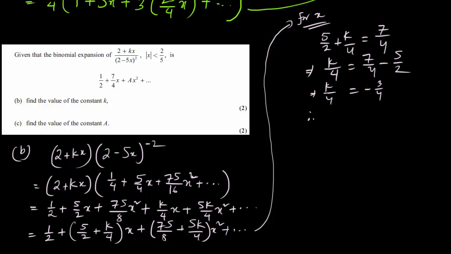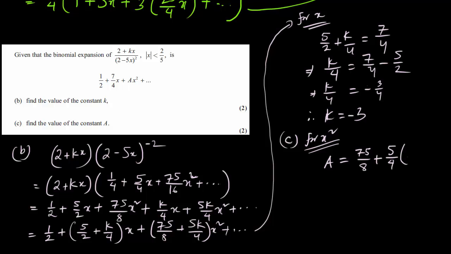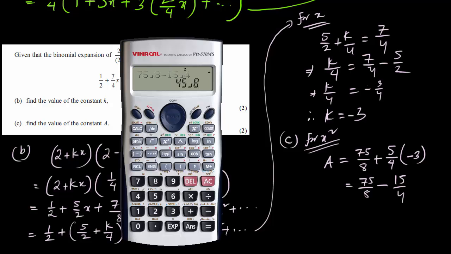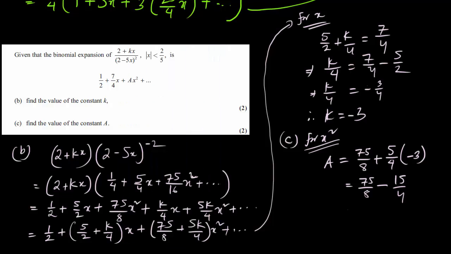That means if we send the 4 to the other side, the 4 cancels, k equals minus 3. Now question number C. If we compare x squared, x squared has a on this side, and on the other side we have 75 by 8 plus 5 by 4k, and we already know k is minus 3. That means 75 by 8 minus 15 by 4, and that turns out to be 45 by 8. So a equals 45 by 8.